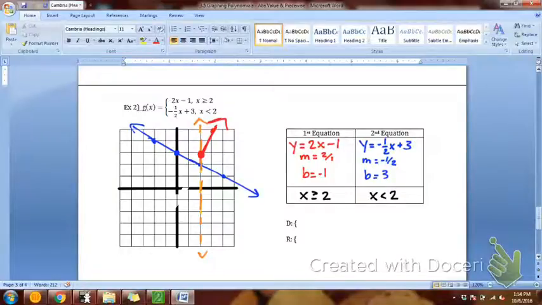Okay, now the blue line says I want everything that is less than 2. Which direction is less than 2? To the left. So that's what I want to keep, so I'm going to erase what is to the right. Now for my blue line, do I want an open circle or a closed circle? Open, because there's no equal sign.